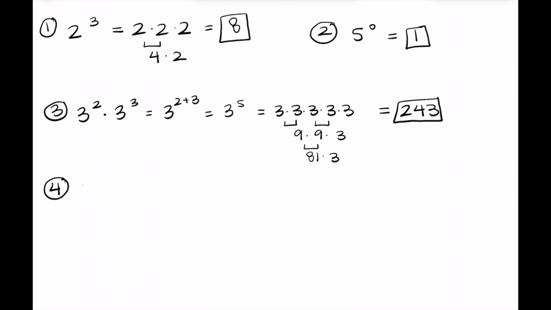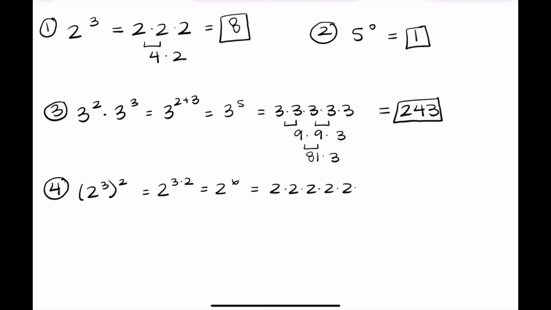For number 4, we have 2 to the third power to the second power. So this is a power of a power. The inner base will stay the same, and then we will multiply our powers together. So it'll be 2 to the power of 3 times 2. 3 times 2 is 6, so it would be 2 to the power of 6. And then we'll go ahead and expand that out.